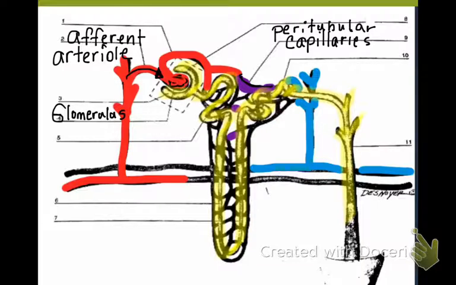After the glomerulus, the blood leaves the glomerulus and then travels this process of getting smaller and smaller and smaller to become the peritubular capillaries. So if the afferent arteriole enters the glomerulus, what is the name of the structure that leaves the glomerulus? The efferent arteriole.